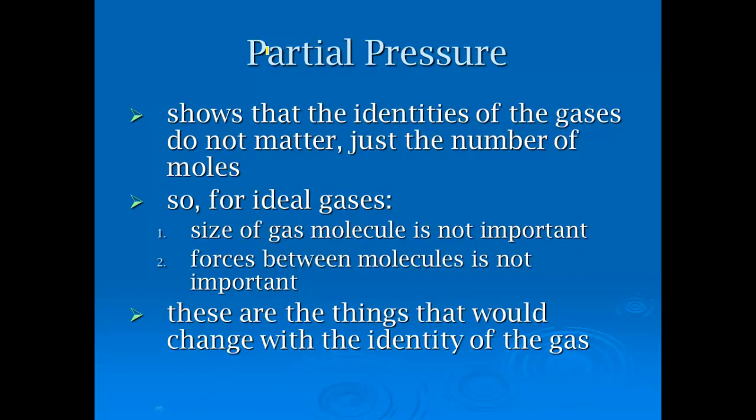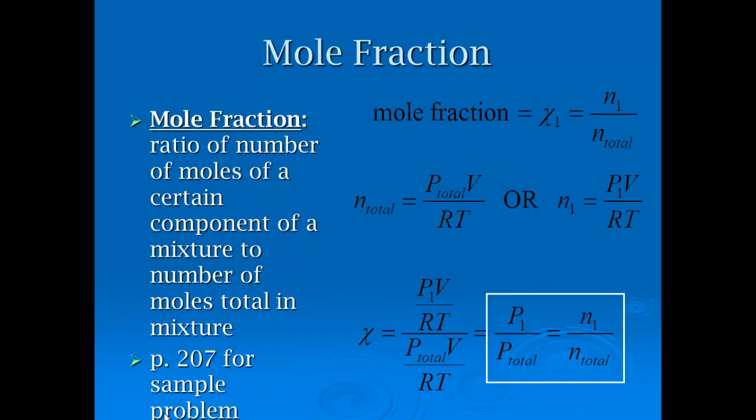Alright, now with partial pressure, it also shows the identities of the gases really do not matter, just the number of moles. So for an ideal gas, the size of the gas molecule is not necessarily important. And remember, an ideal gas is really high temperature, really low pressure. So because those molecules are so far apart, we're not even worried about the intermolecular forces. And those are things that would change with the identity of the gas typically. So we kind of ignore this to make it easier to focus on.